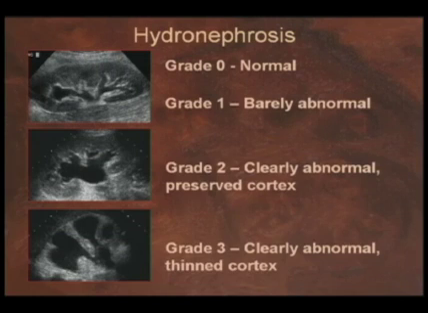Hydronephrosis can be graded in several categories. Grade 0 is considered normal. Grade 1 is where the collecting system is just barely distended and barely abnormal, but the kidney is otherwise within normal limits. Grade 2 is a collecting system that's clearly abnormal, but the surrounding renal cortex is well preserved. Grade 3 is when the collecting system is clearly abnormal and dilated and the cortex is thinned.